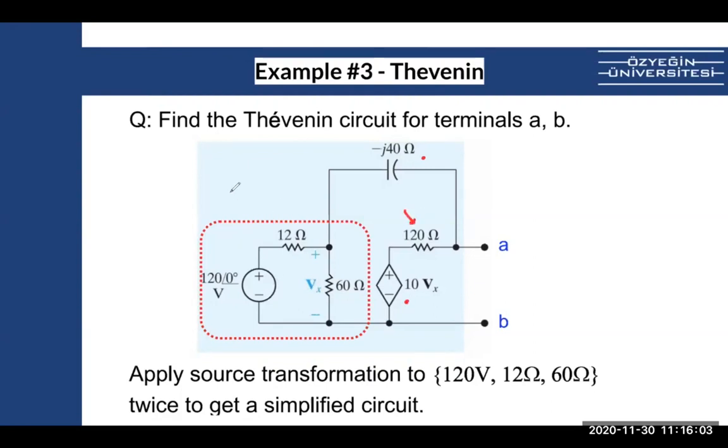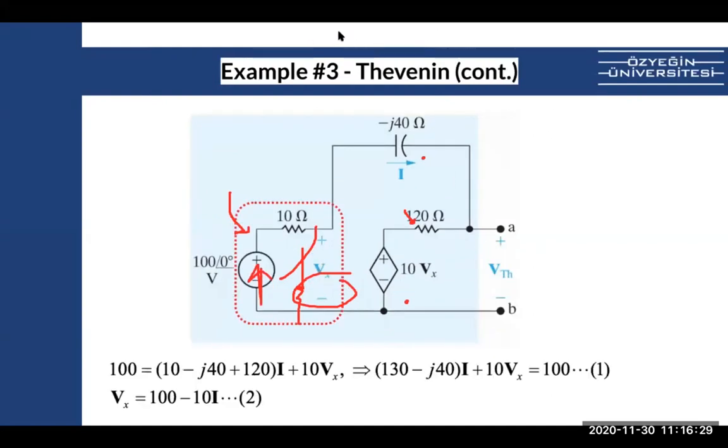So here, for instance, you can just do a simple source transformation, right? 120 divided by 12, you get a current source with a resistance. Then these resistances are in parallel. You find the equivalent resistance with the current source, and you can again convert it to a voltage source with a series resistance, if you like. You can do it, you don't have to do it. You can just do the nodal analysis quickly.